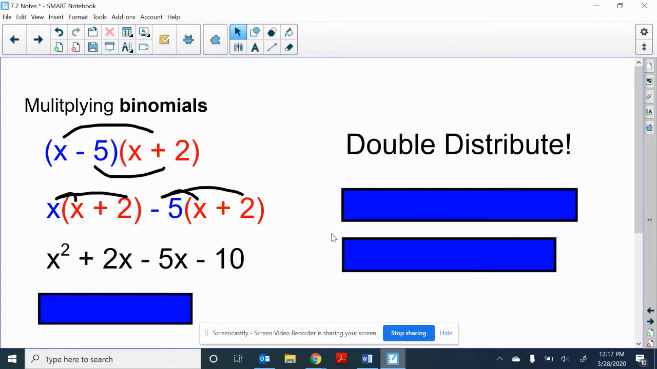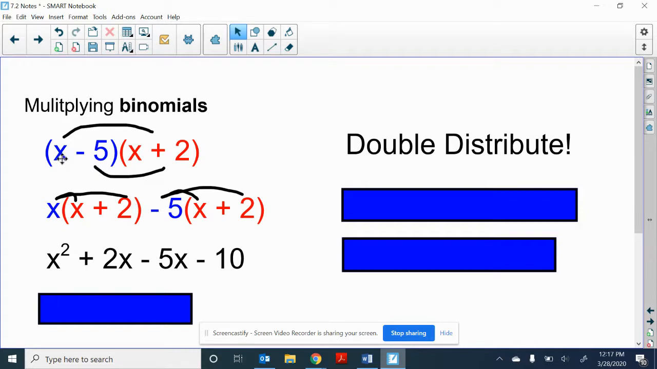So that looks like x times x, that's x squared. X times 2 is plus 2x. Minus 5 times x is minus 5x. And minus 5 times 2 is minus 10.